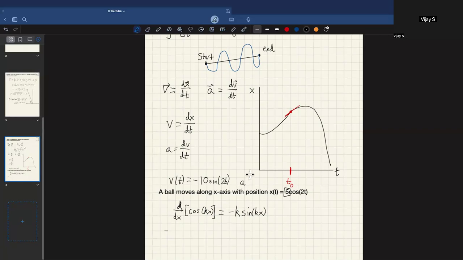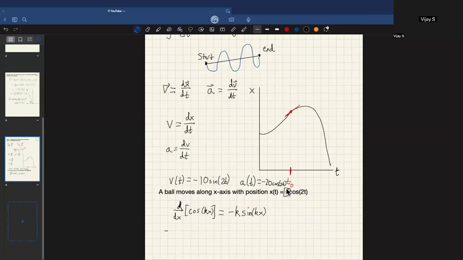You can check your equation sheet for this rule. But one thing that I want you to feel comfortable with, so please try this on your own as well, let me know if you're not sure, is that the acceleration would be -20 cosine of 2t. Now, for example, let's say that I have traveled for pi seconds. I could tell you the velocity of the ball. It's going to be 0 because sine of 2 pi is 0.